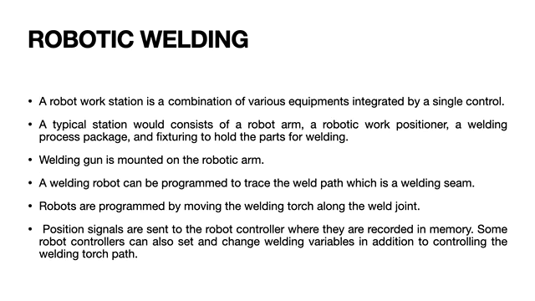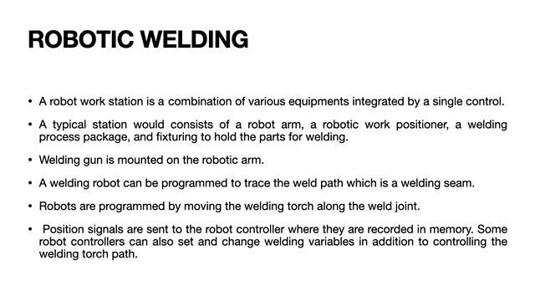A robotic workstation is a combination of various equipments integrated in a single control. The combination of the equipments will be integrated, meaning all the functions will have an integrated control, and the programming will be done such that all the controls are interconnected. A typical station would have a robotic arm, robotic work positioner, a welding process package, and a fixture. A fixture is not as complicated as the fixtures which we were mentioning for simple automated processes. Naturally for welding, the robotic arm will carry the welding gun.